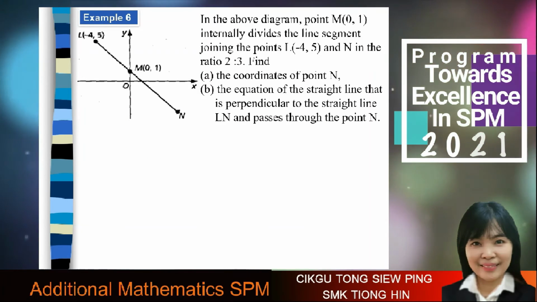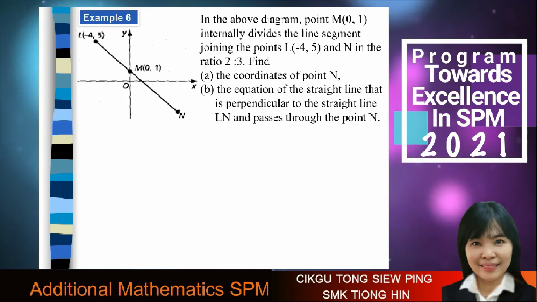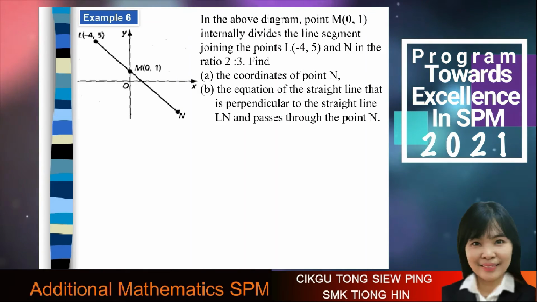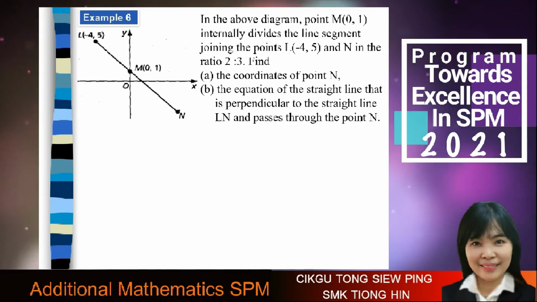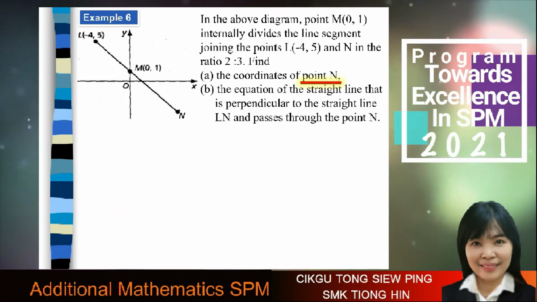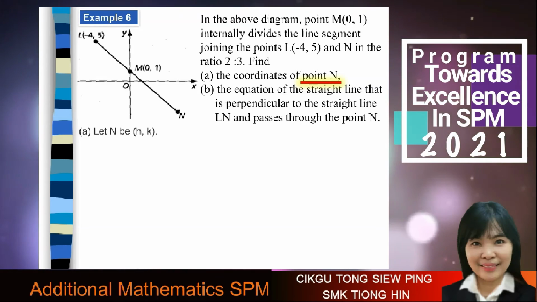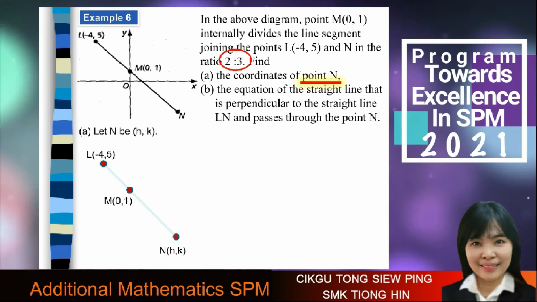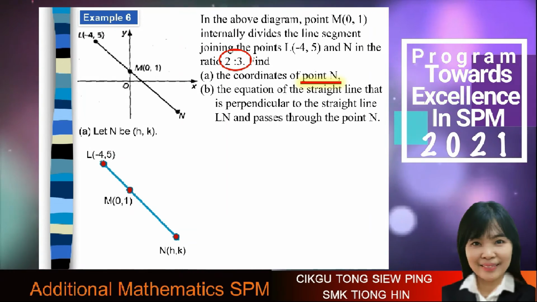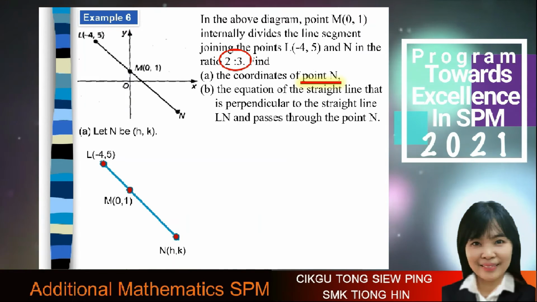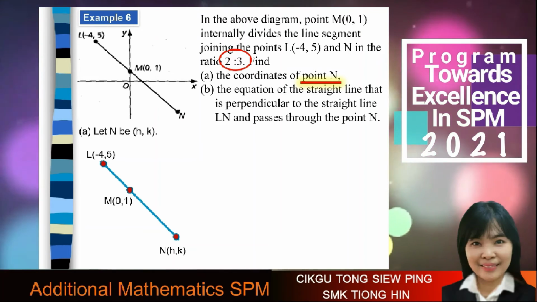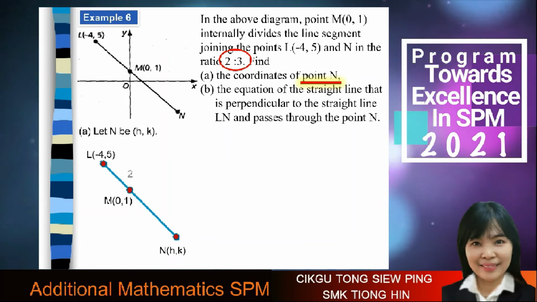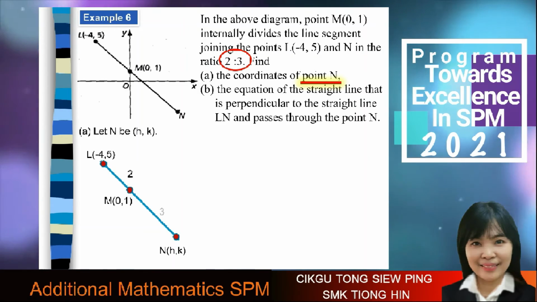Example 6. In this diagram, point M internally divides a line segment joining the points L and N in the ratio 2 to 3. Find the coordinates of the point N. We let N be h and k. I redraw the diagram as follows. Since the question tells us the point M internally divides the line segment L and N in the ratio of 2 to 3, therefore LM is equal to 2, MN is equal to 3.